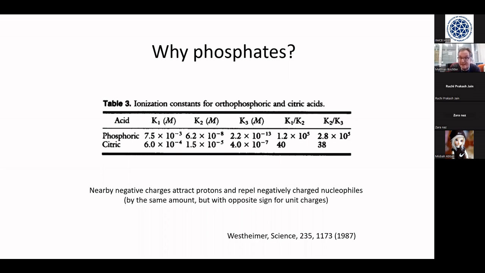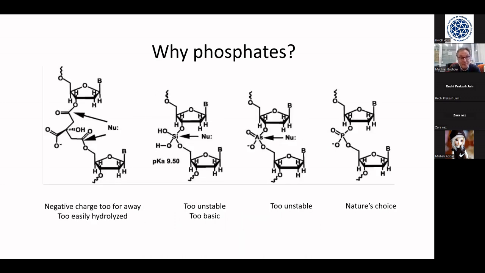So basically, the negative charge is the guardian angel of the phosphodiester backbone stability. Now, there would be various ways to have negative charge, and the obvious counter alternative for phosphates are the arsenates, right? And the arsenates are simply too unstable. And the same applies to the silicates, and there you additionally have the problem that they're too basic, so that you don't actually have the negative charge.